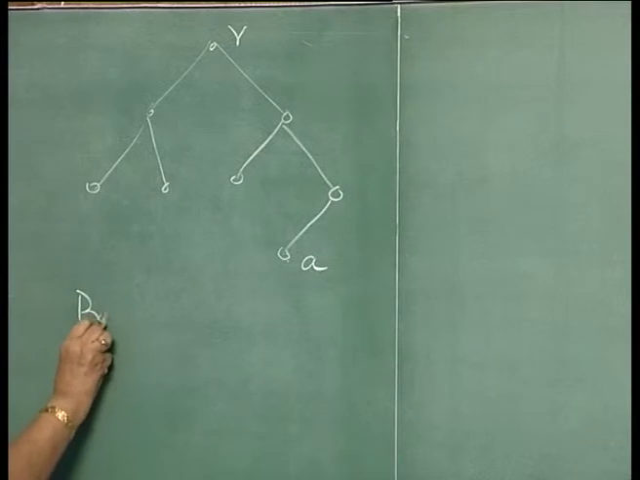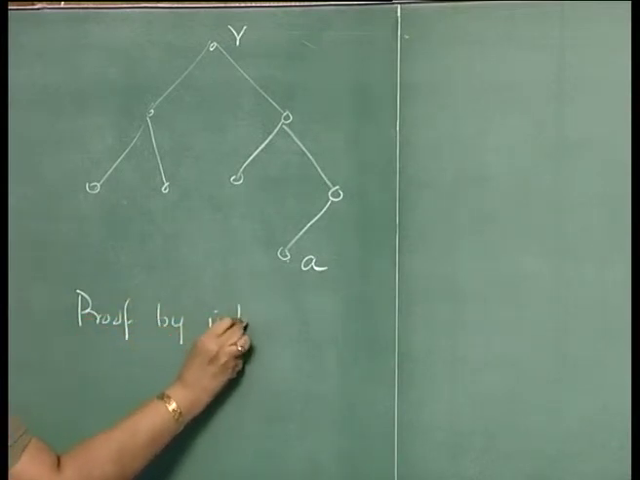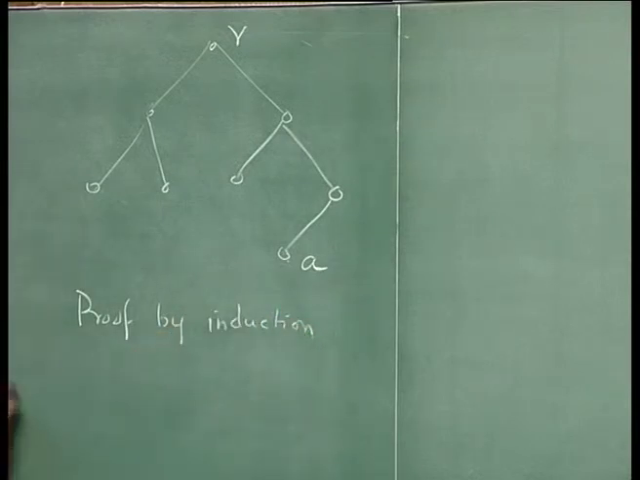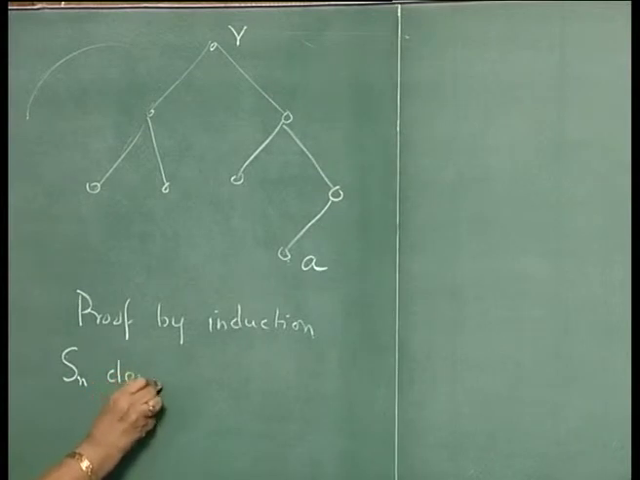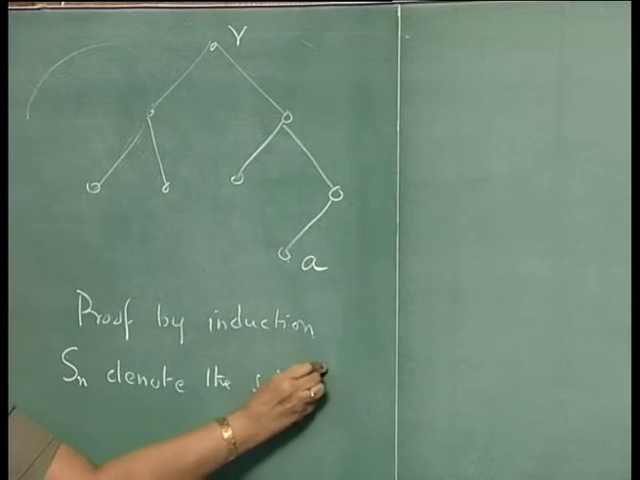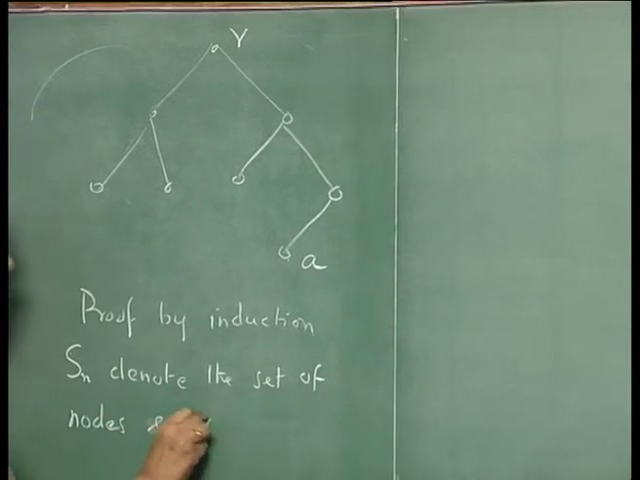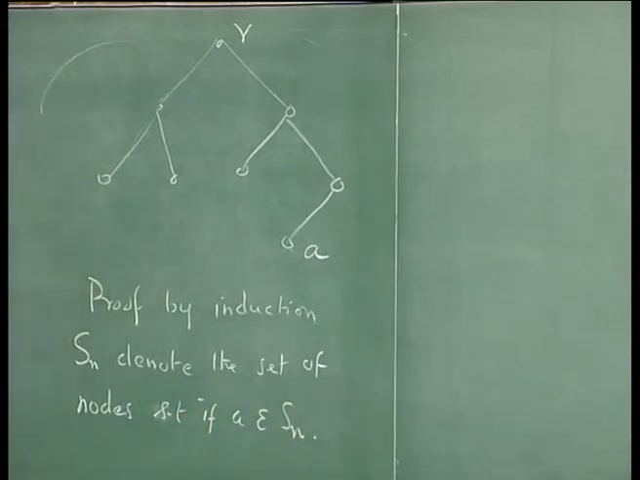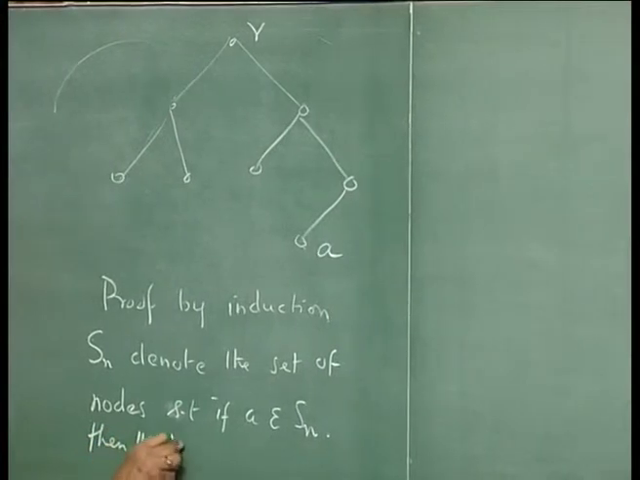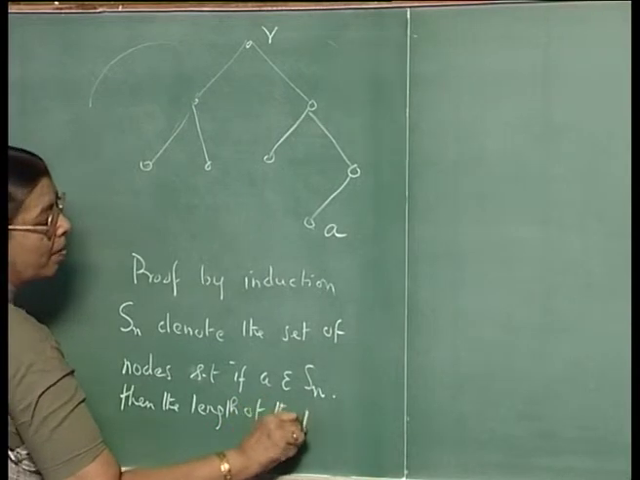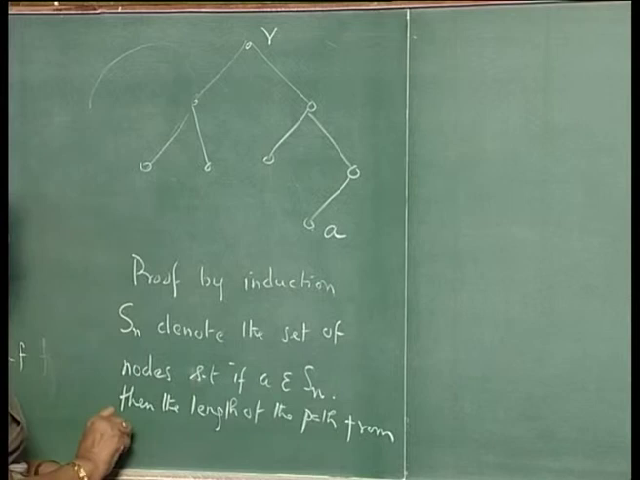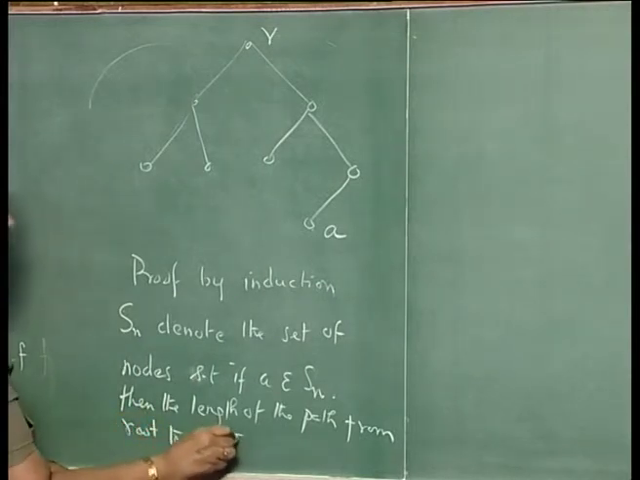You can prove it by induction. You have a tree, say some tree like this, it is only a small tree I have drawn, but generally any tree, and let Sn denote the set of nodes such that if A belongs to Sn, then the length of the path from the root to A is less than or equal to n.